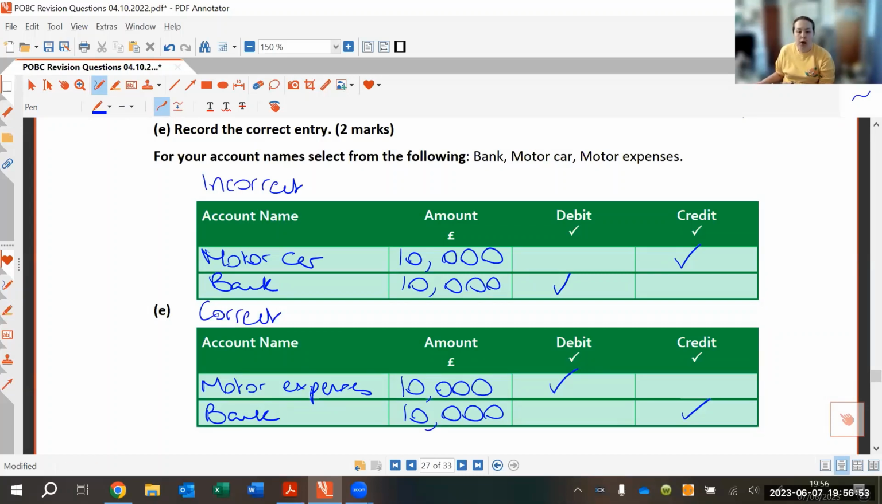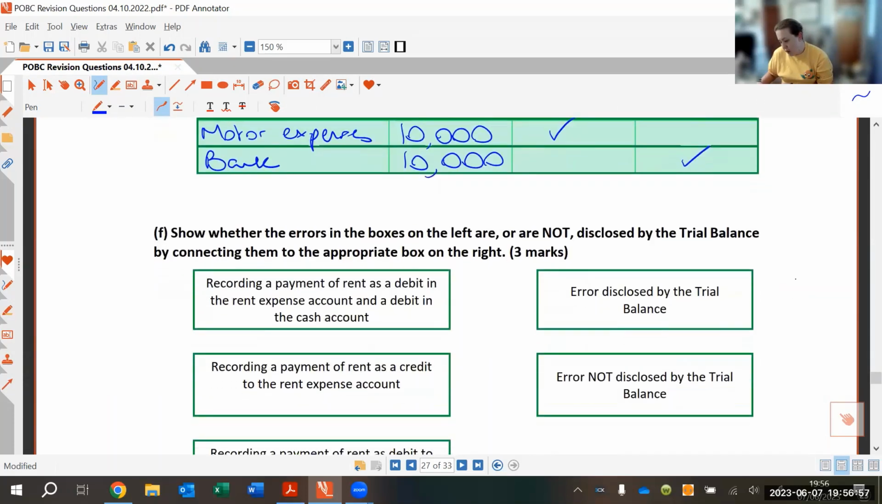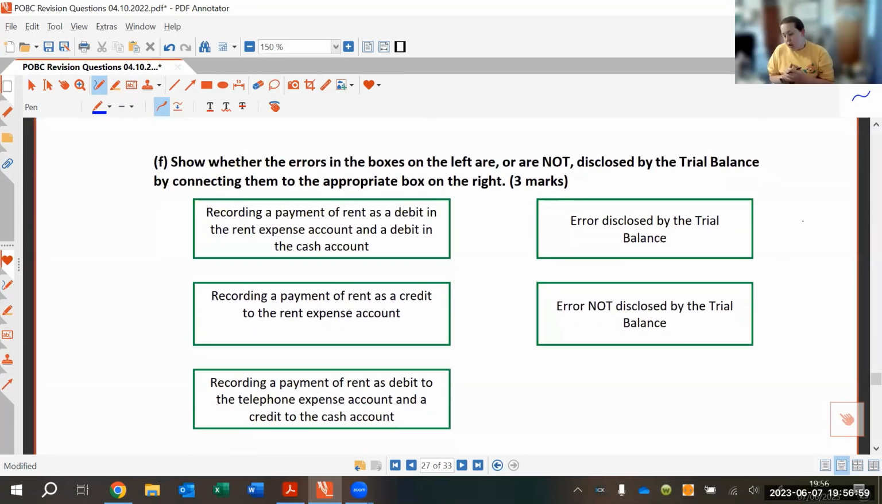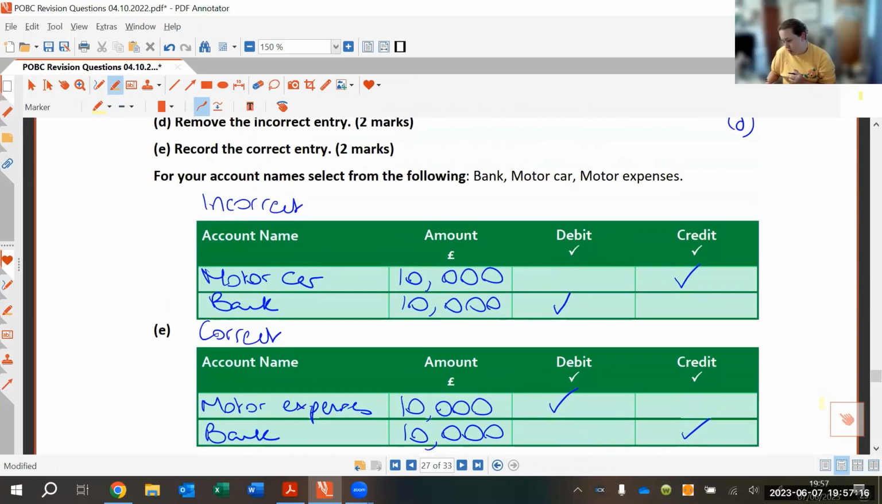We've literally got one little bit, which I'll just do with you. It's just a very true or false one, on whether it's an error. So we've got 3 different errors here to finish off with, and we have to decide whether they will be shown or disclosed by the trial balance or not.